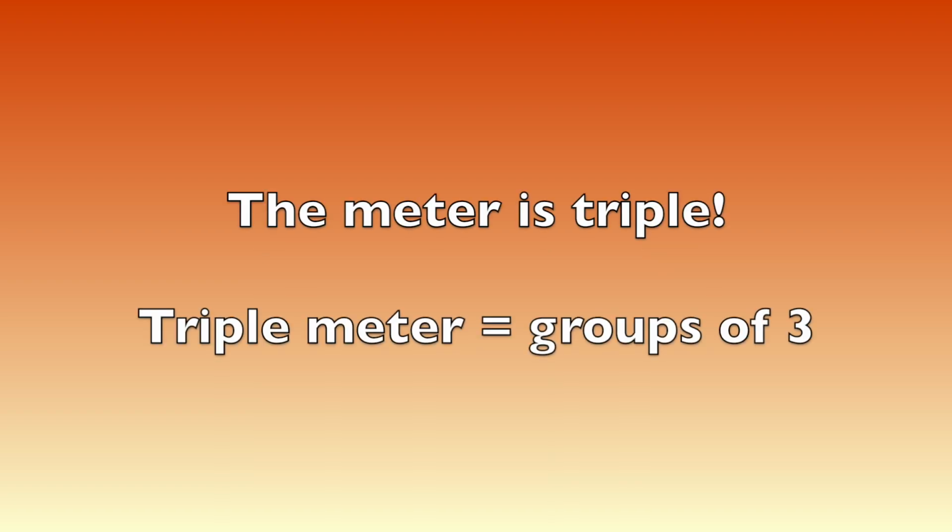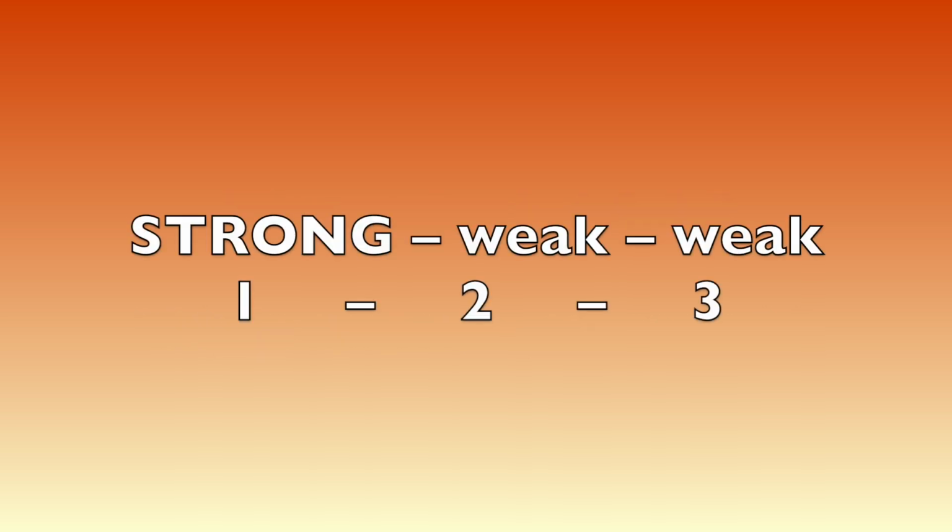Without seeing the written score, you would have no way of knowing the time signature. Is it 3/4 or 3/8, or even 3/2 or 3/16? However, you can tell that the meter is triple. Triple meter has groups of 3 beats. The first beat in each group is strong, and the others are weak. This is often referred to as a waltz pattern.